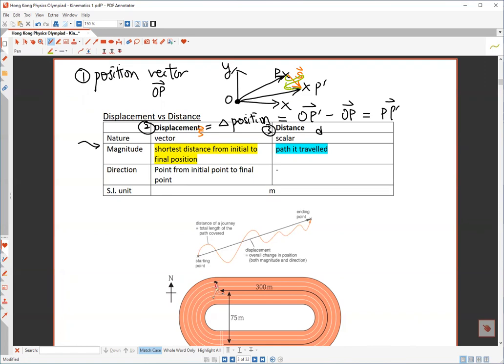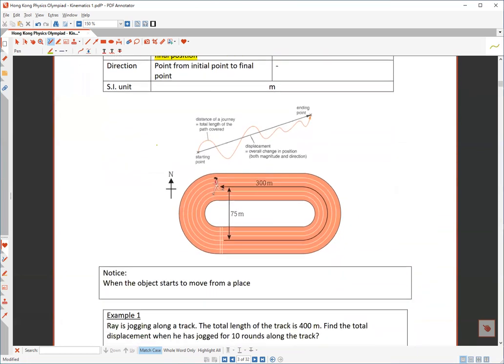And displacement is a vector. It points in the direction from the initial point to the final point. That's it. So I think right now it's not too difficult to understand the difference between displacement and distance.